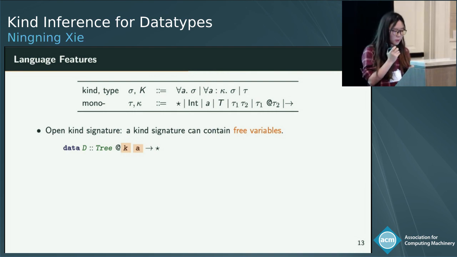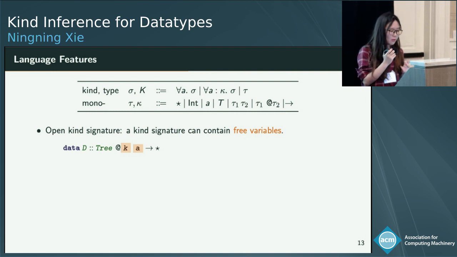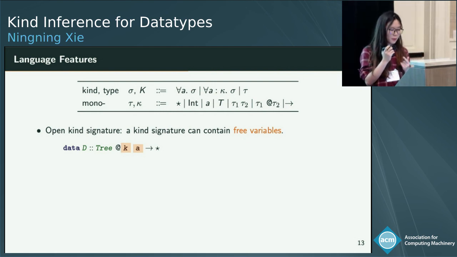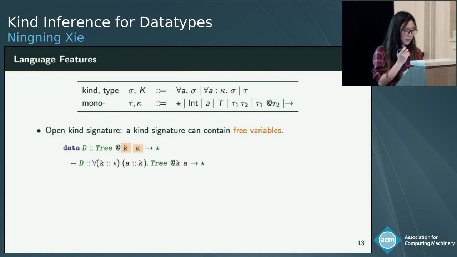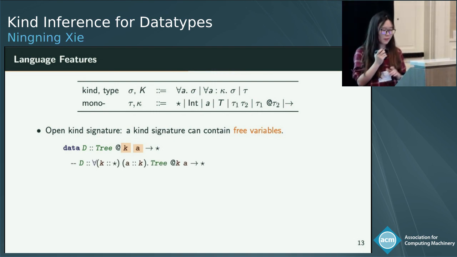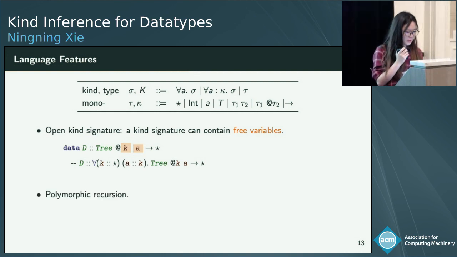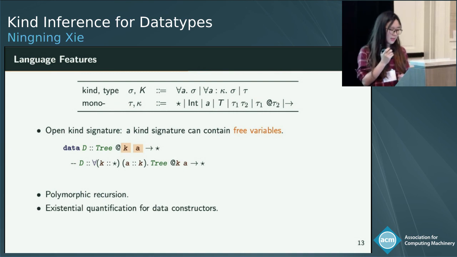That is, the user can annotate a data type with its kind signature. Moreover, the kind signature can contain free variables that are not explicitly bound. In this kind signature for D, we have two free variables, K and A, and the system should infer the kind for those free variables and generalize over them. More features that are not covered in this talk include polymorphic recursion and existential quantification for data constructors.